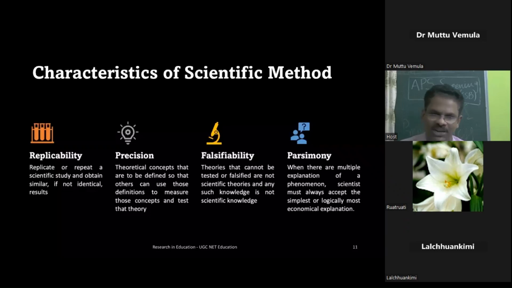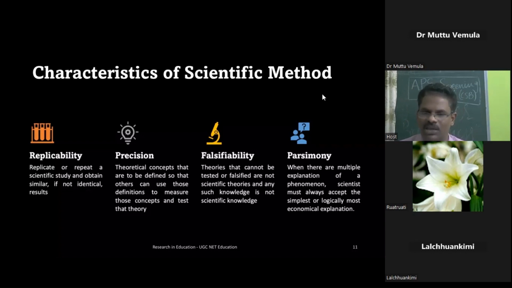Hyderabad to Chennai, Chennai to Bangalore, Bangalore to Delhi. Third, I fly from Hyderabad to Kolkata, Kolkata to Delhi. Fourth option, I fly from Hyderabad to Mizoram, Aizawl, and Aizawl to Delhi. Now tell me, which is the characteristic of scientific method out of this?